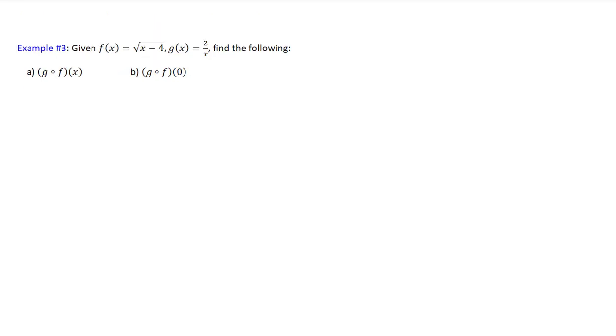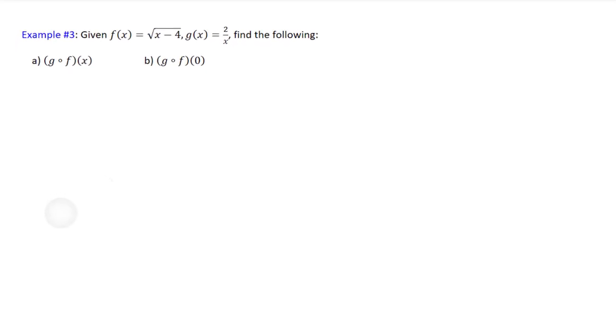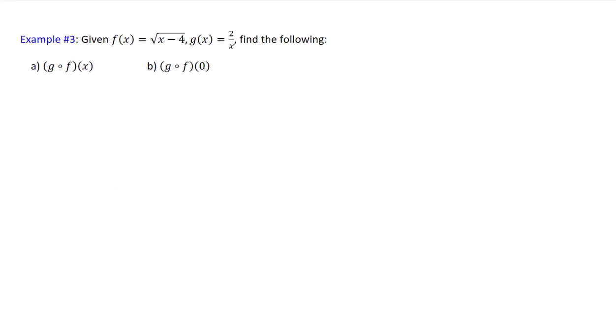Consider another example on evaluating compositions of functions. For this problem, letter A, g circle f of x. Again, by definition, that's g of f of x. Similar to the previous problem, we're going to start out with the inside function, which is the square root of x minus 4. Evaluating the outer function at this expression.